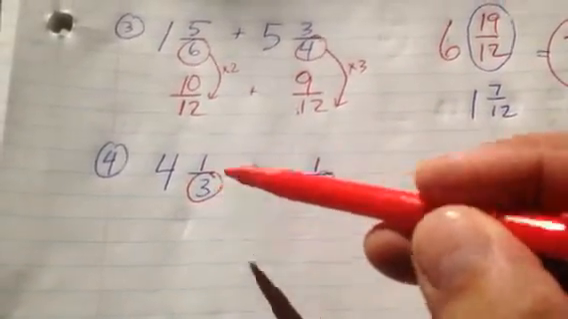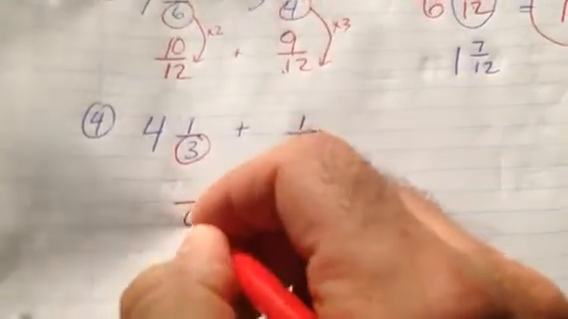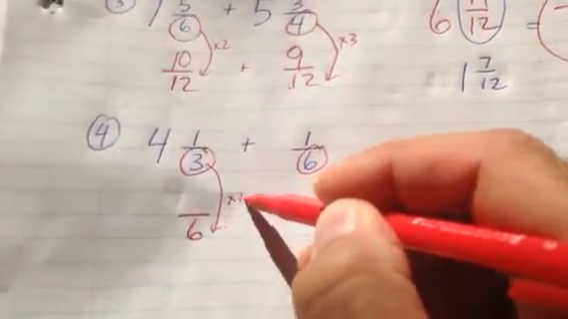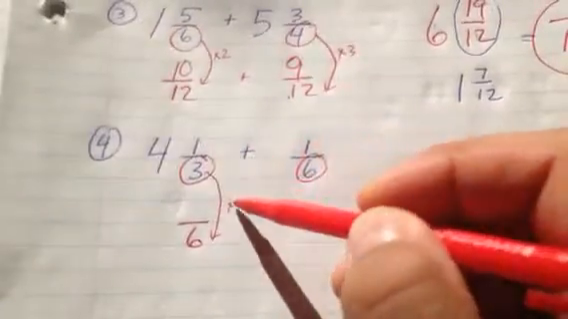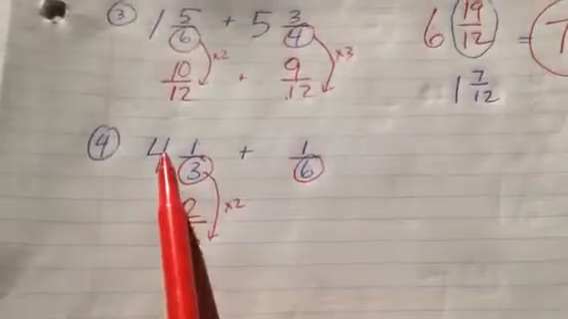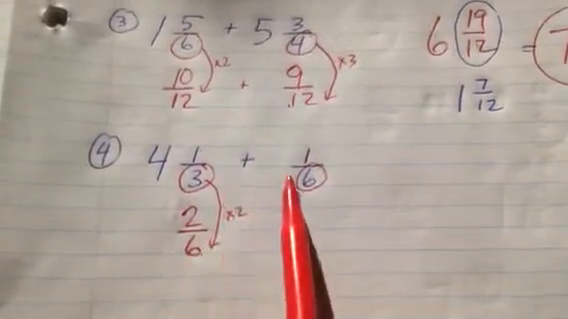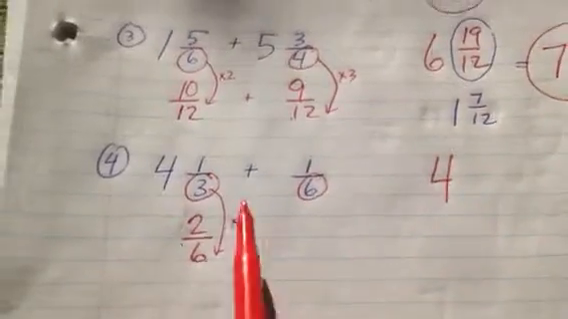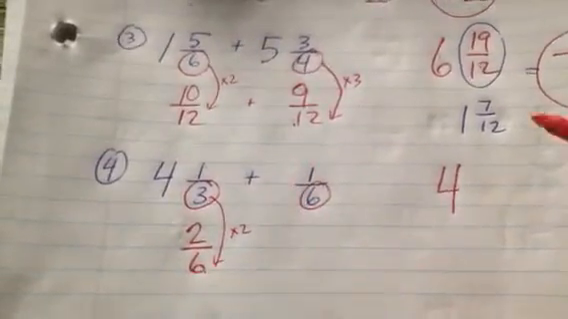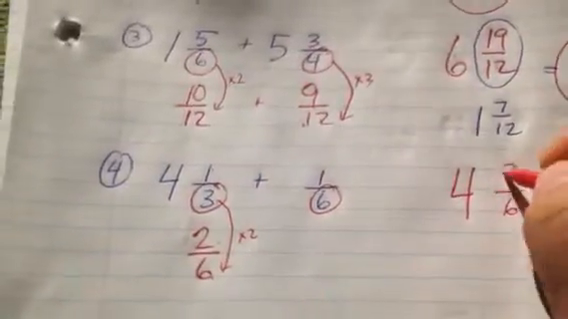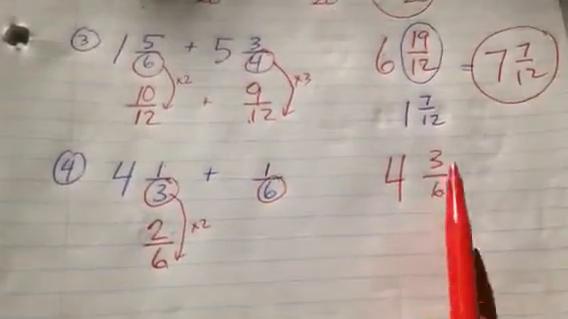The only one we have to change is this one. So we will write this one as a 6. So 3 goes into 6 twice, so it's times 2. So 1 times 2 is 2. So really what I'm adding is 4 and 2 over 6 plus 1 over 6. So I still have my 4 whole. Now I add my 2 sixths to my 1 sixth. Keep the same bottom number, add the tops. 2 and 1 is 3. So 4 and 3 over 6.